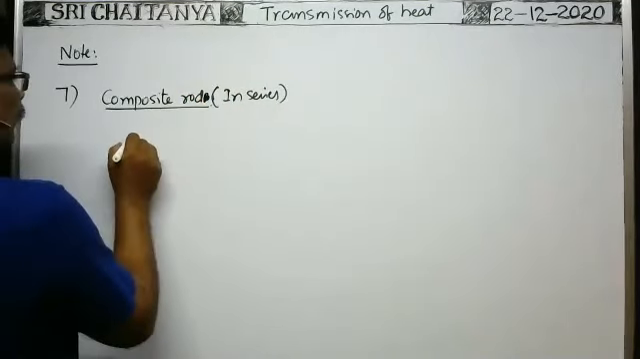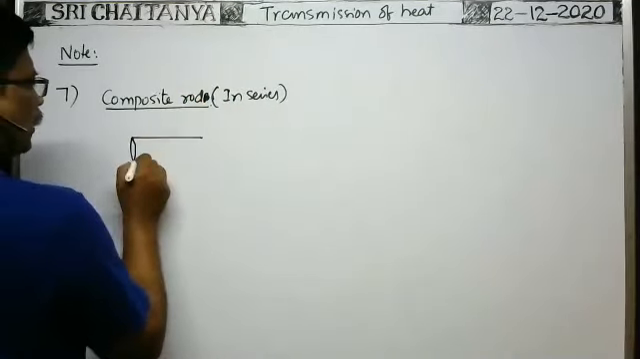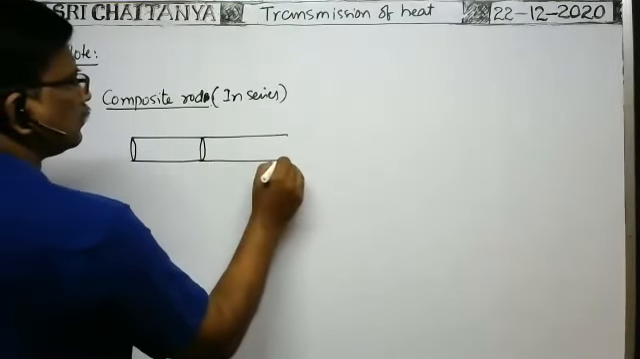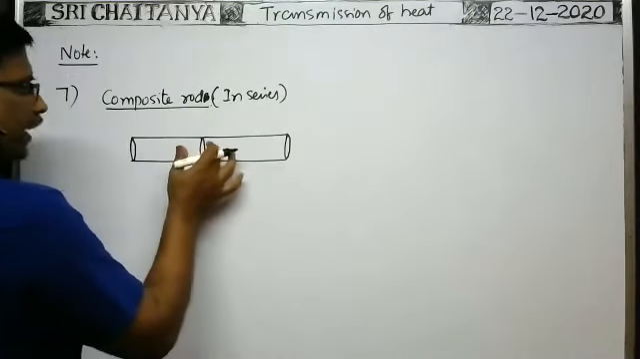In series means, you see, suppose there are two rods. You take two rods. This is one rod. It is another rod. Both are joined end to end.